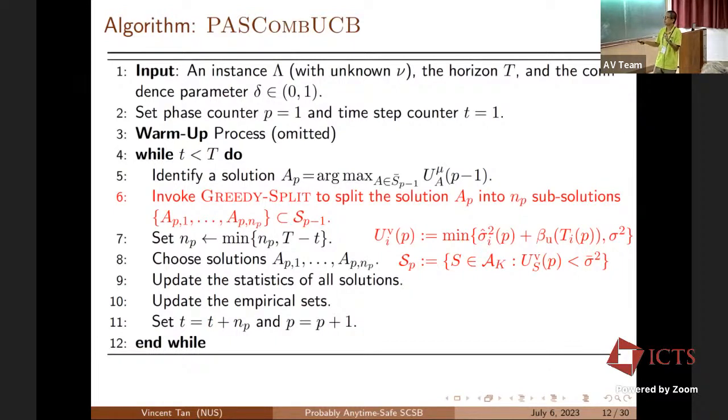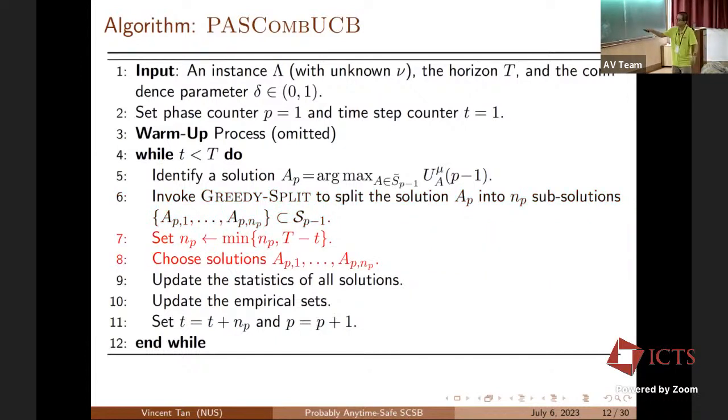And the way we ensure this is through upper confidence bound on the variance. Okay, so I'm going to show you the procedure using pictures later on. Then we are going to pool now these sub-solutions. Remember, for every solution, every subset of it is also a solution. That's why we can do this.